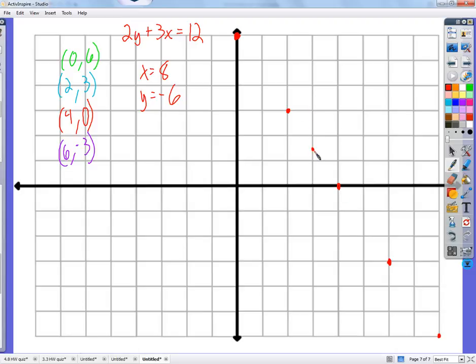That sound good? Does that sound like a good argument from Sarah that you go over 2 and down 3, just like you have been doing to get from one point to another point, and 8, negative 6 happens to be right there? It's pretty convincing.